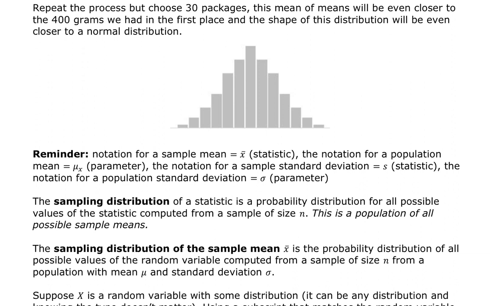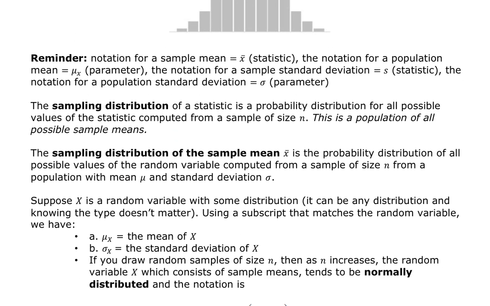The sampling distribution of a statistic is the probability distribution of all possible values of the statistic that is computed from a sample size of n. This is a population of all the possible sample means when we're talking about the central limit theorem. The sampling distribution of the sampling means, X bar, is a probability distribution of all possible values of the random variable computed for a sample size n from a population with mean mu and a standard deviation sigma.